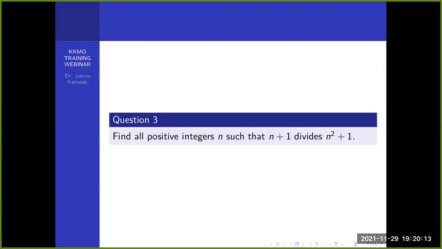So here's one more question. Today we are moving quite fast. I think that is good for us. We can finish earlier.